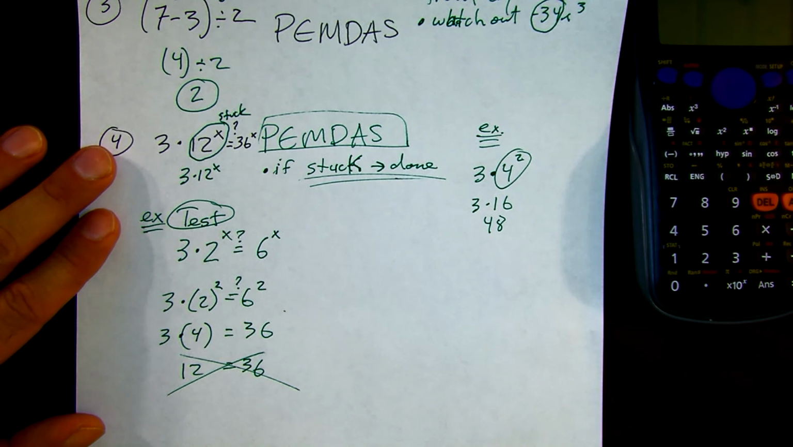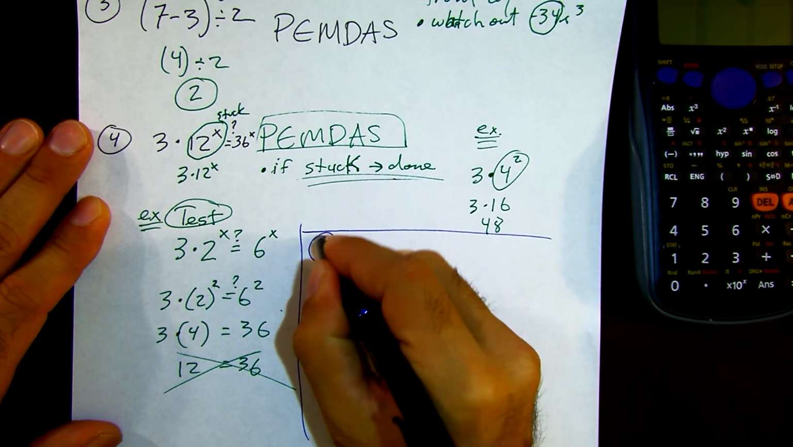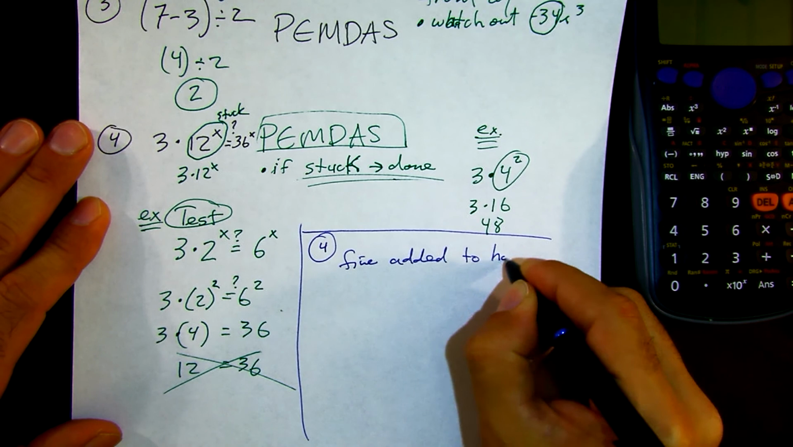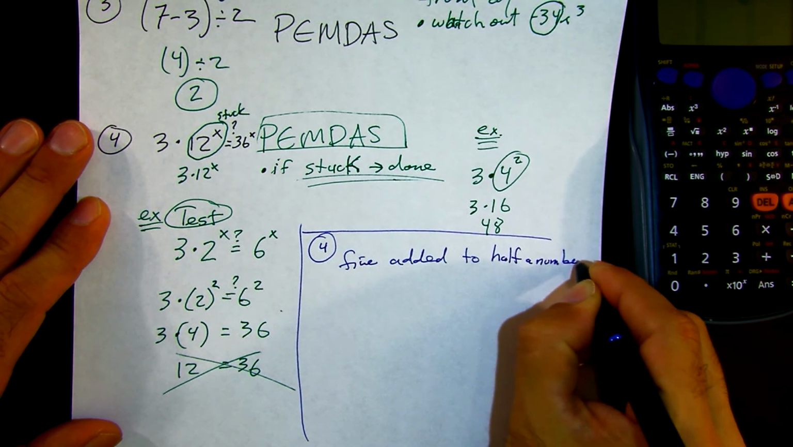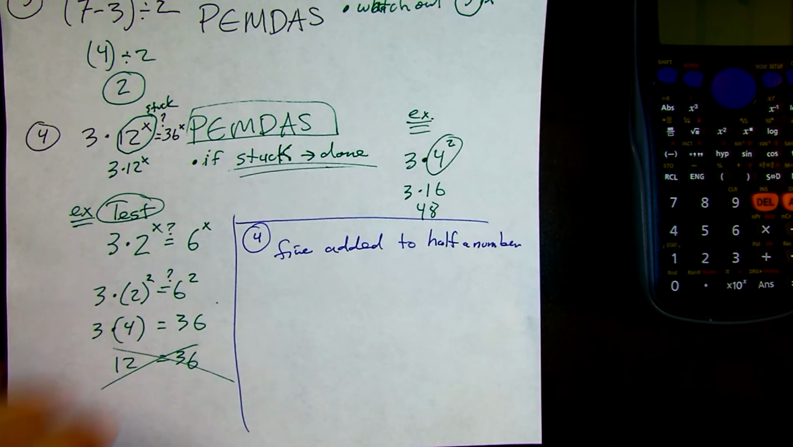Okay, translate it. 5 added to half of a number. Focus on it first. Half of a number. What's that mean? What's half of a number? Half of a number, half of the unknown number. So it says 5 added to half a number. So we're creating an expression with this.